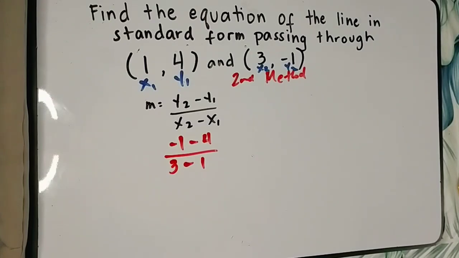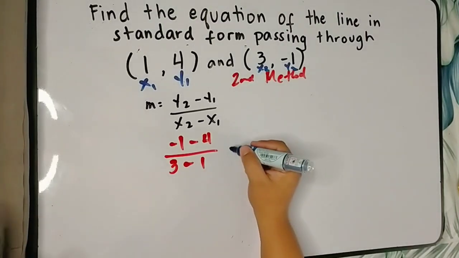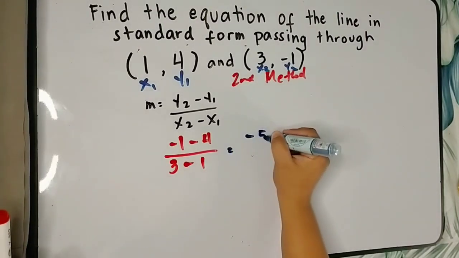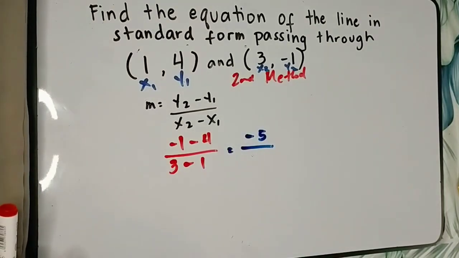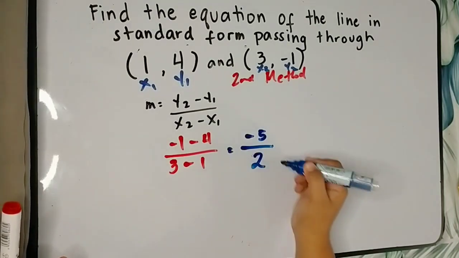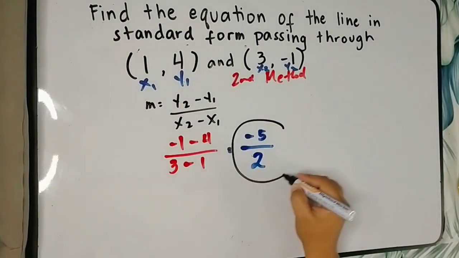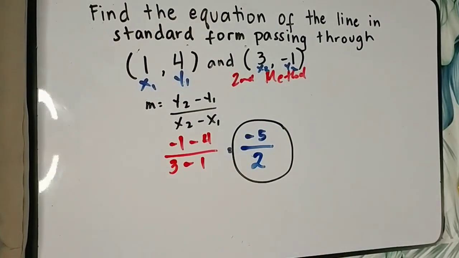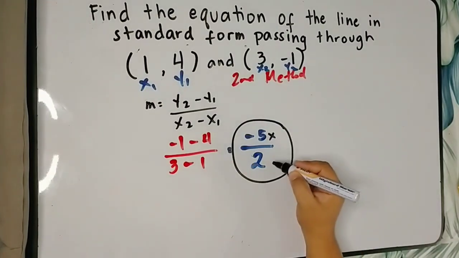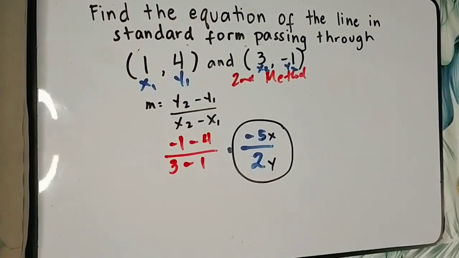Operate. So, negative 1 minus 4, same sign. So, add then, copy the sign. That is equal to negative 5. All over now, 3 minus 1, 2. So, this is now the value of the slope. So, therefore, since we have the value of the slope, identify x and y. So, we're going to have 5x and 2y.